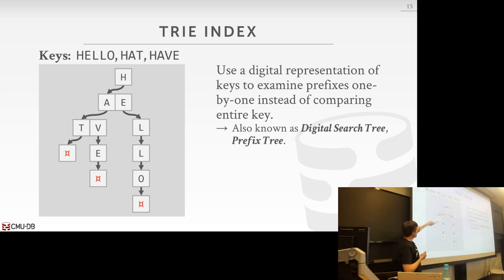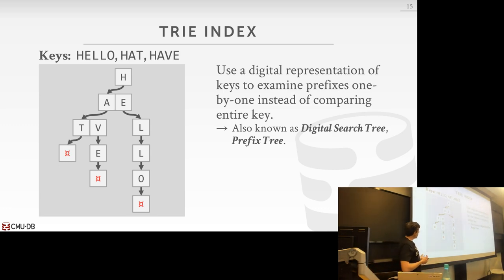So a really simple example would be a trie like this, where I have three keys: hello, hat, and have. In the root node, all three keys begin with the letter H, so I store H once. And there's a path down to the second level, where I distinguish between hello, hat, and have. Hello has an E, hat and have an A for the second digit. So I have separate entries for that, and then separate paths down for each unique path in the key.